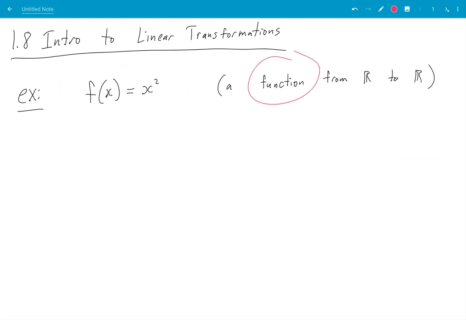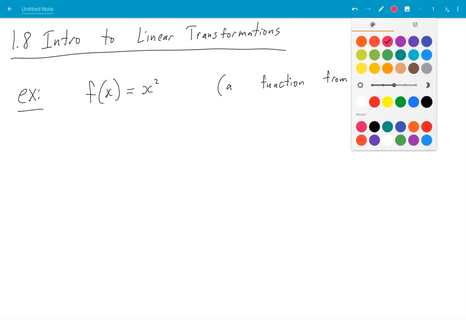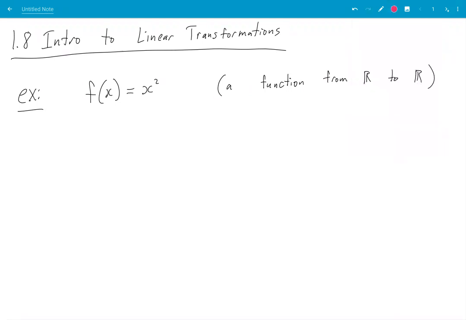We call this a function. Okay, so the word function and the word transformation basically mean the same thing. So if you don't like the word transformation, you can put in the word function if you like. Okay, so familiar function, f of x equals x squared.